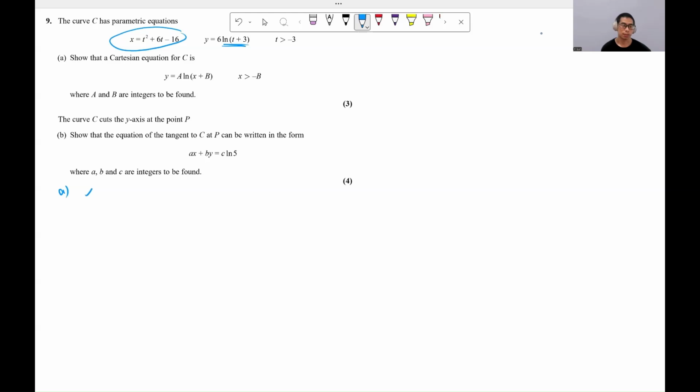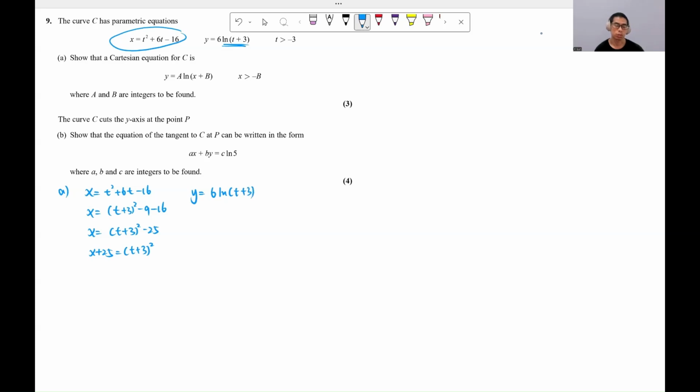So for part A, x equal to t squared plus 6t minus 16, which is a quadratic. For a quadratic, if you want to make t the subject, you always complete the square first. That would be (t plus 3) squared minus 9 minus 16, so x equal to (t plus 3) squared minus 25. That means x plus 25 equal to (t plus 3) squared. We already see t plus 3 in the y equation, y equal to 6 ln(t plus 3).